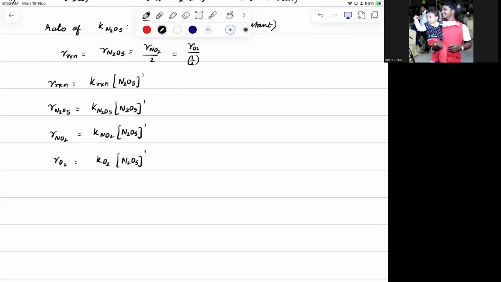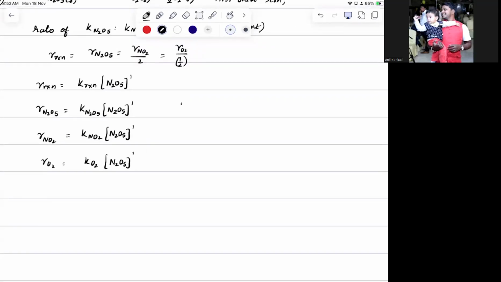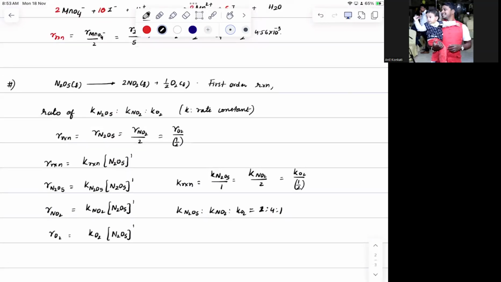Now, if you take the ratio, K of the reaction will be equal to K of N2O5 by 1, which is equal to the rate constant of NO2 by 2, which is equal to the rate constant of O2 by half. Correct? So the ratio of K N2O5 to NO2 to O2 will be equal to 2 is to 4 is to 1. Correct? Please be careful about the confusion between the rate constants. In which terms is the rate constant given? Is it given for the reaction, or with respect to the reactant or product?